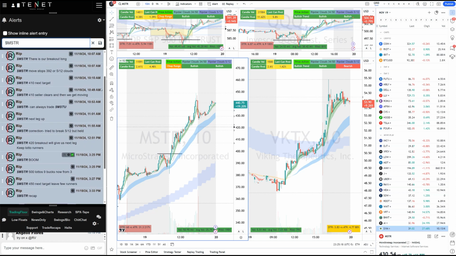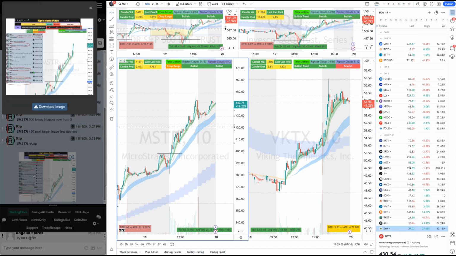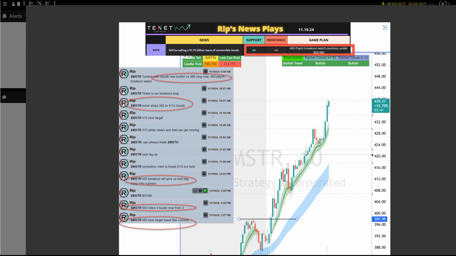MSTR. Let's see if I can show you. Maybe I can show you guys this way, right? So you see this. This is easier. Initially it was bearish under this cloud, but as soon as it held the 34 Ripster clouds, it told me it's long. I said the clouds turned bullish.